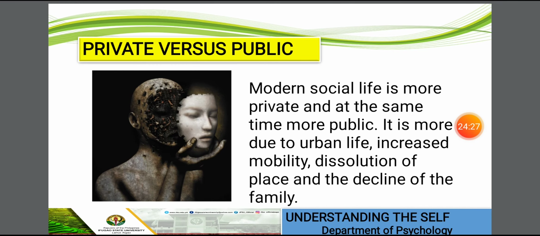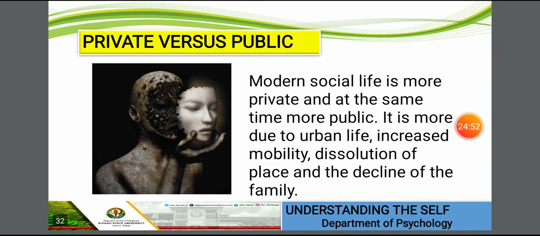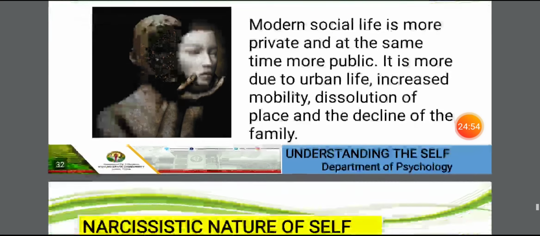Next is the private versus the public. If you could notice, all the concepts that I am discussing right now are interrelated when it comes to their effects to us in the modern world. Modern social life is more private and at the same time more public. It is more due to urban life, increased mobility, dissolution of place, and the decline of the family. Okay, that's already self-explanatory to all of us.